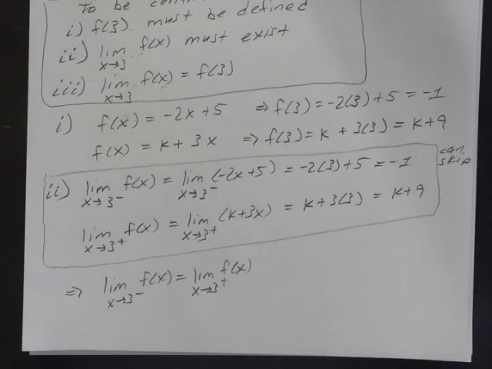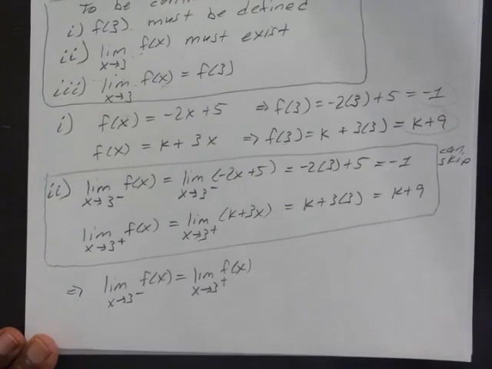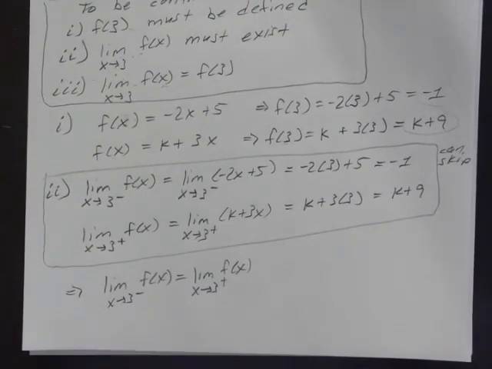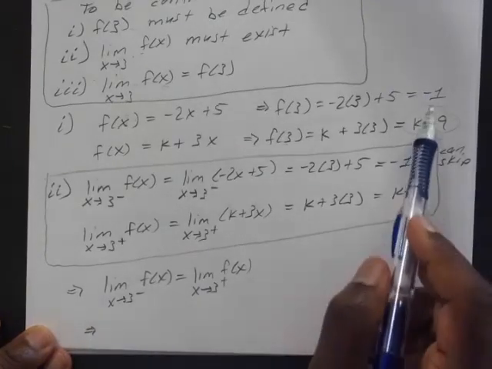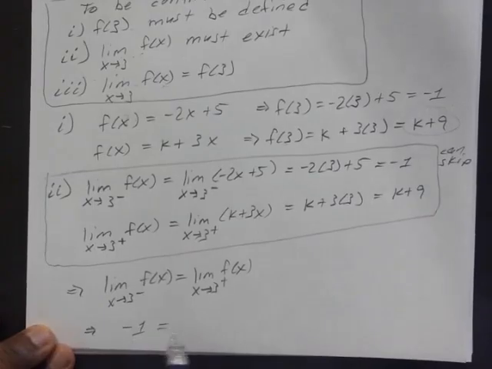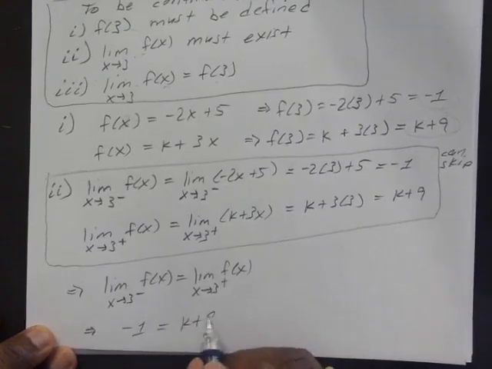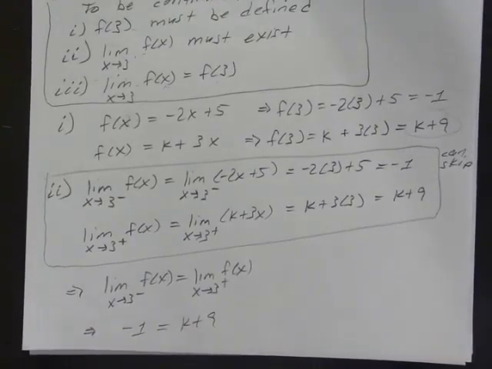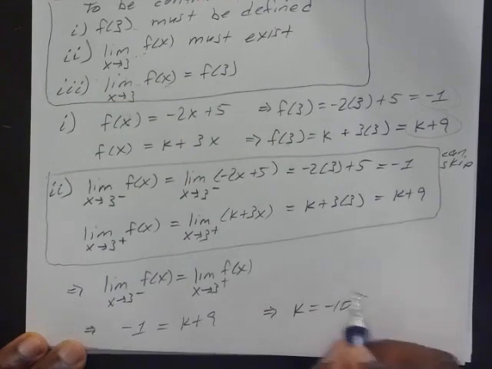Now, the reason you could skip 2 is because once you get here, all you have to do is set these two equal. So you could really solve this just in step 1, because the limit as you approach 3 from the left is negative 1. The limit as you approach 3 from the right is k plus 9. So if you subtract 9 from both sides, we see that k is just equal to negative 10.